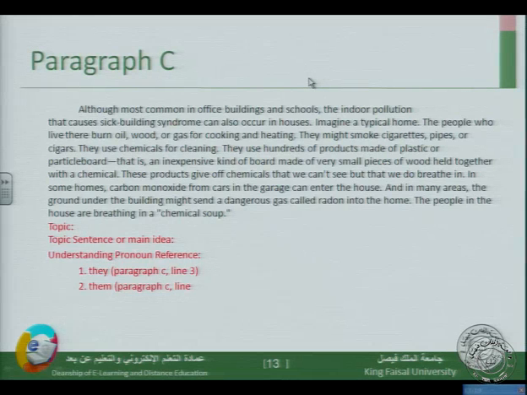So again, here we're talking about sick building syndrome in houses. So here is the topic now. The topic is in the first line. We're talking about how sick building syndrome can also occur in houses. So sick building syndrome in our houses. It's not only outside. It's not only in buildings. It's not only in your offices. It's also in your houses. What is the main idea of this passage?